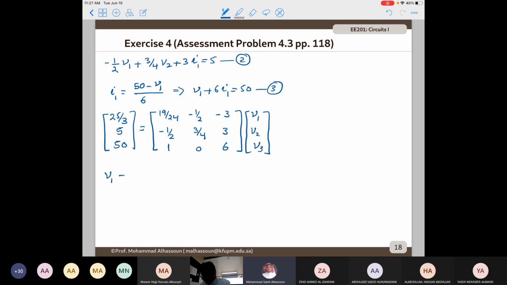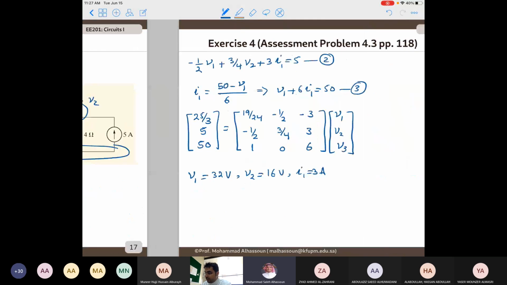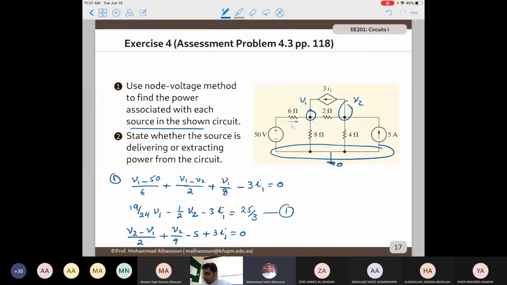Okay, if you invert the matrix, you get V1 equals 32 volts, V2 equals 16 volts, and I1 is 3 amperes. So remember, you're not asked to find V1, V2, and I1. You're asked to find the power associated with each source. So let's start with the 50 volt source.